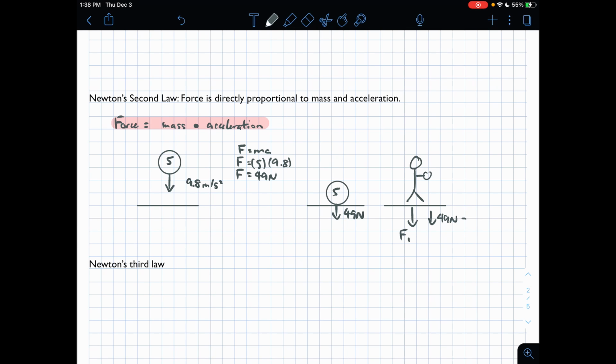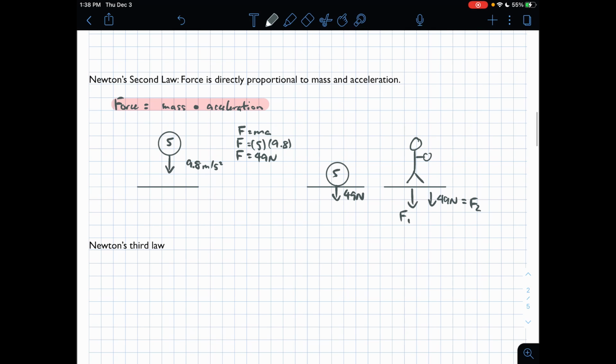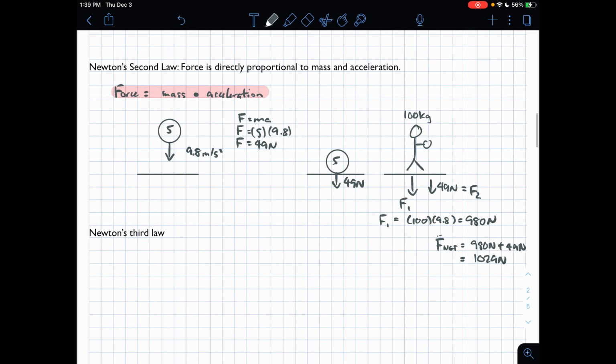So let's call this F1, and then let's call this F2, and let's solve for it. So let's say you are 100 kilograms, okay? So 100 kg. F1 would be 100 kilograms times 9.8, so that would be 980 newtons. Furthermore, now we have to find the total force of you and the ball. So F net would be 980 newtons plus 49 newtons, and that would be 1029 newtons here. So you and the ball will exert a total force of 1029 newtons onto the ground.